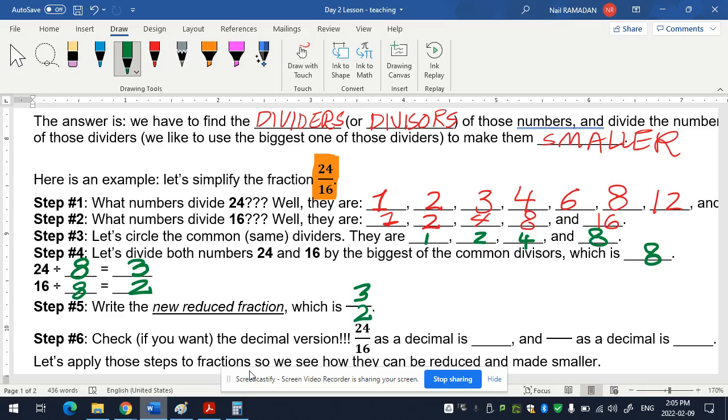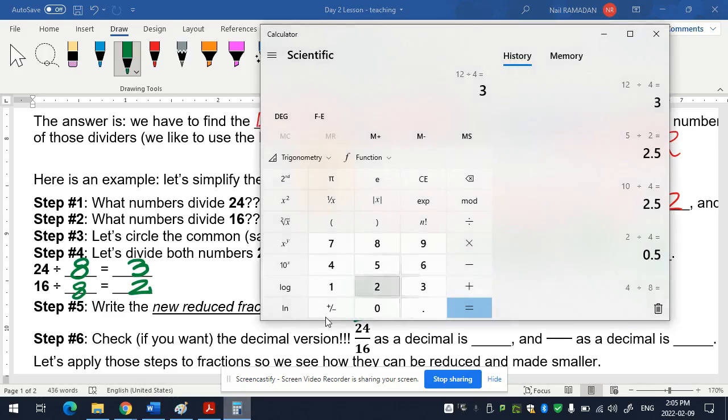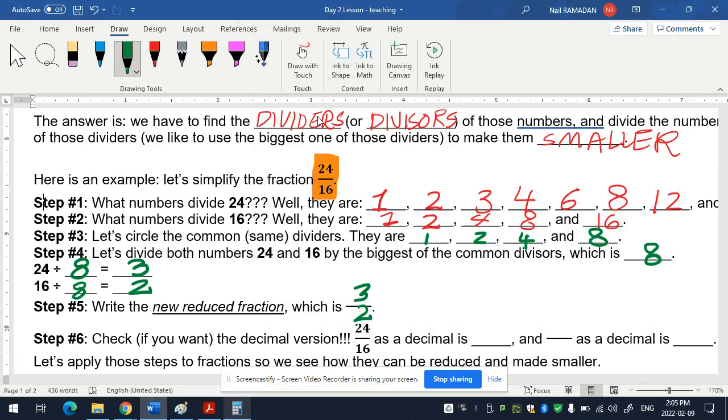What's the title of this page? Simplifying fractions and checking with what? With decimals. Okay. What's the decimal for 24 over 16? Well, here it is. 24 divided by 16 is 1.5. So if you divide $24 among 16 people, you have to give each person $1.50. And you get nothing in return. How about 3 over 2? It's also 1.5. And that's the proof that the original fraction and the last fraction are the same.